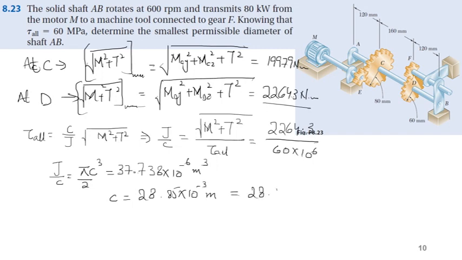or 28.85 millimeter. So the diameter will be 2 times C. If you multiply by 2, that will become 57.7 millimeter diameter, or roughly 58 millimeter diameter is sufficient for the shaft for the loading condition given in problem 8.23.